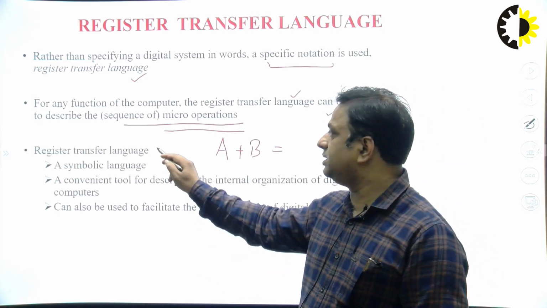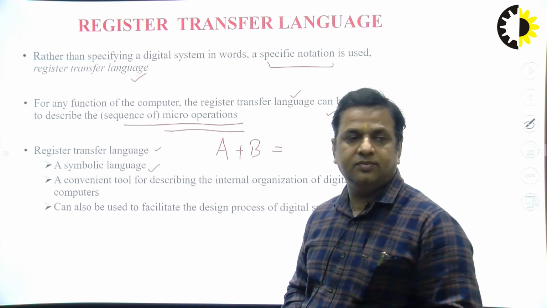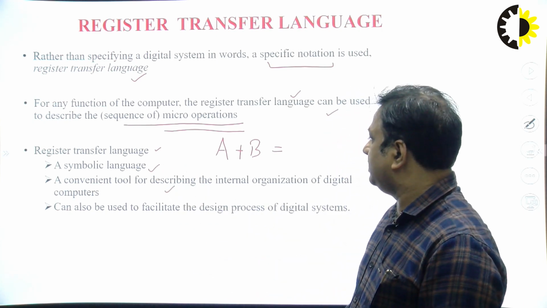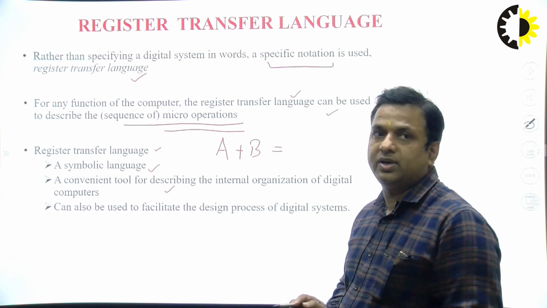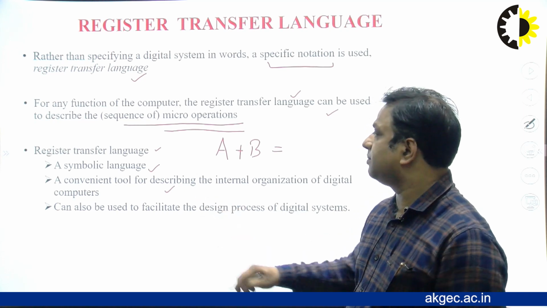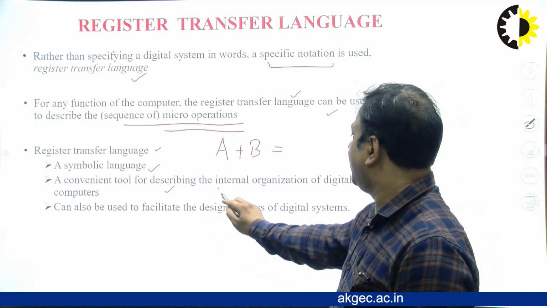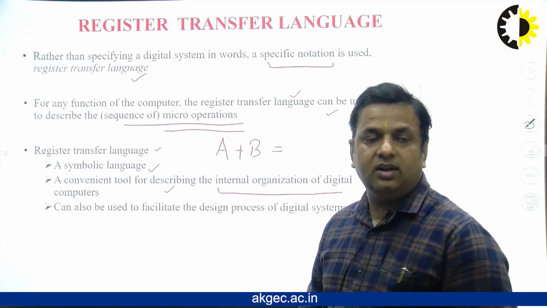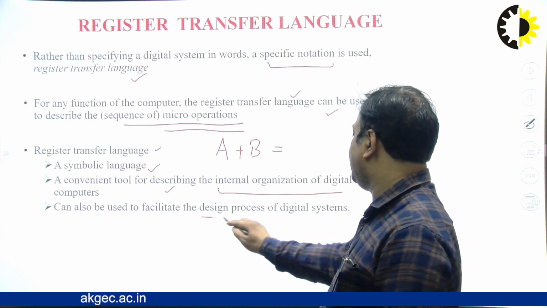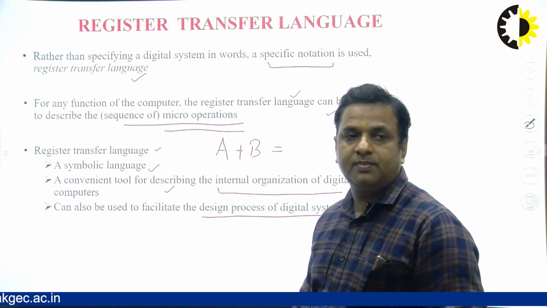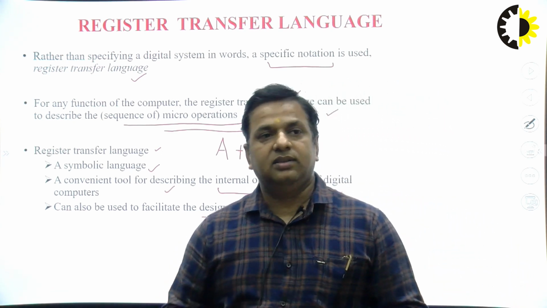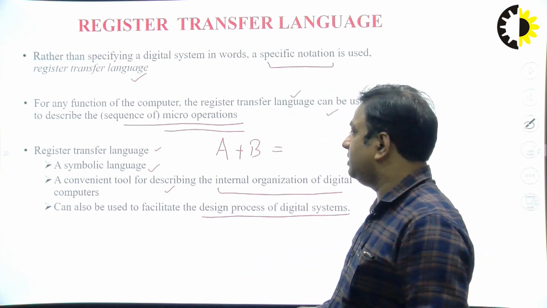Register transfer language is a symbolic language. We will use some symbols. This is a convenient tool for describing the internal organization of digital computers. So we are using symbols to describe the internal organization of digital computers. It can also be used to facilitate the design process of digital systems. Once we write the statements, we can also analyze the design process of the digital system.